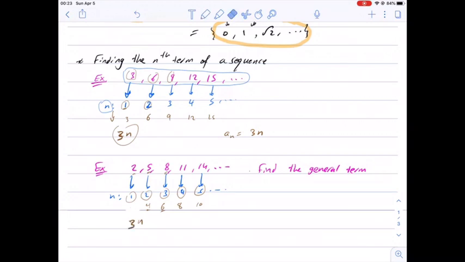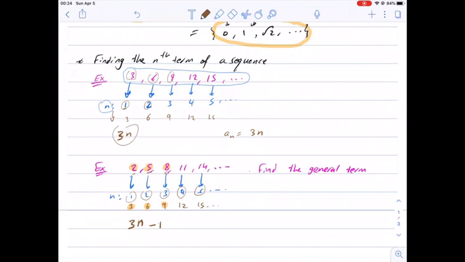Let's multiply by 3. If we multiply by 3, we get 3 here. We get 6. We get 9. We get 12. We get 15, and so on. So if you look at this, 3 corresponds to 2, the difference is 1. 6 corresponds to 5, the difference is 1. We get the corresponding numbers but reduced by 1. We have to reduce 1 in order to get these numbers.